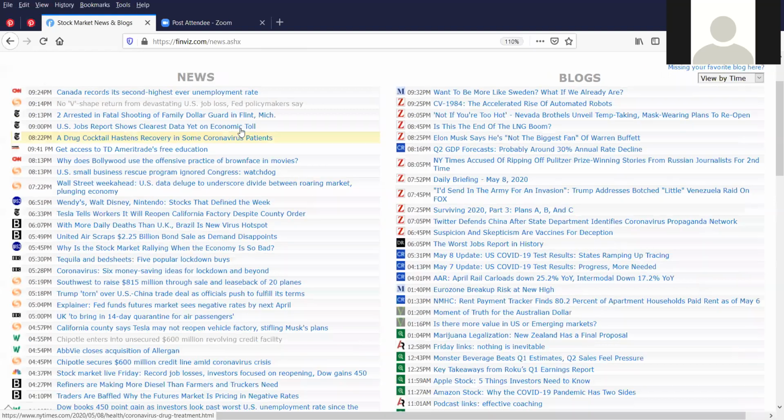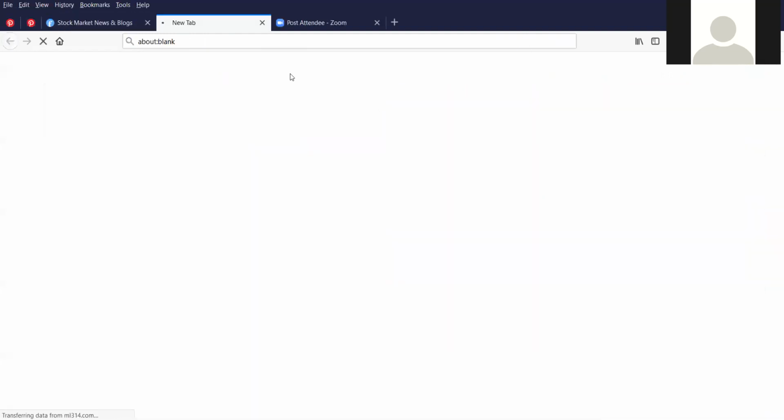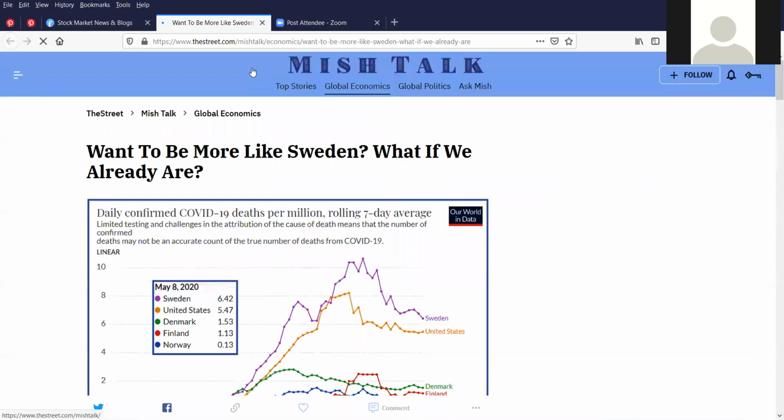So on the right side, we have blogs. And the first one is "Want to Be More Like Sweden? What if we already are?" This came from a blog from thestreet.com. And this is the article.